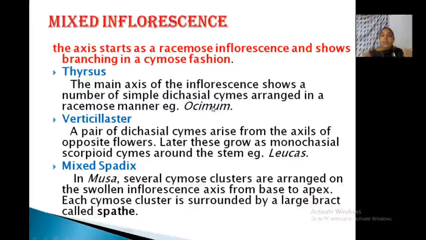Then what is verticillaster? A pair of dicasial cymes from the axil of opposite flowers. So just imagine this is an axil. Opposite, here one dicasyl, here one dicasyl. Okay, so dicasyl cymes arise from the axil of opposite flowers. Clear? Example is Leucas.